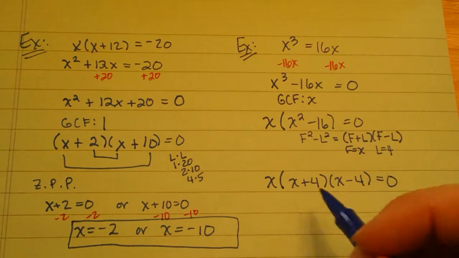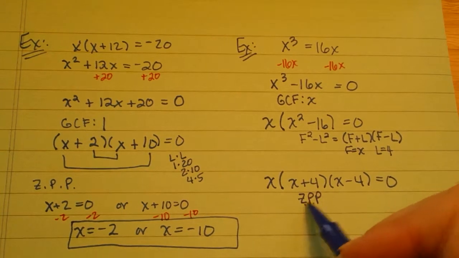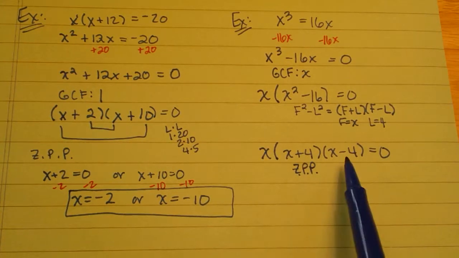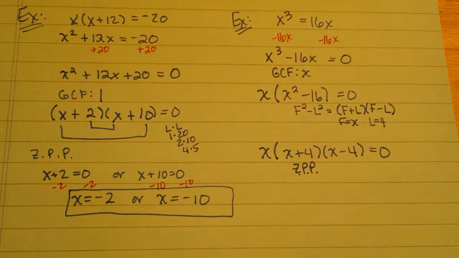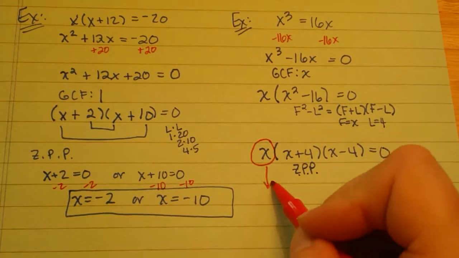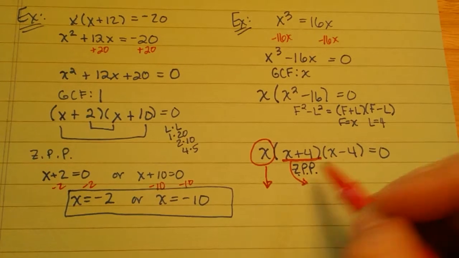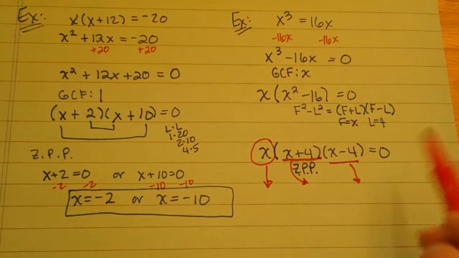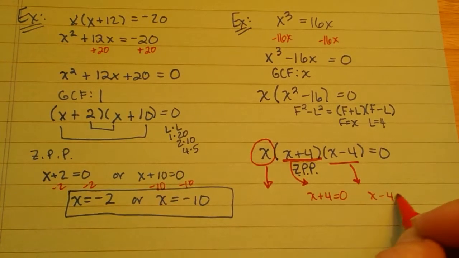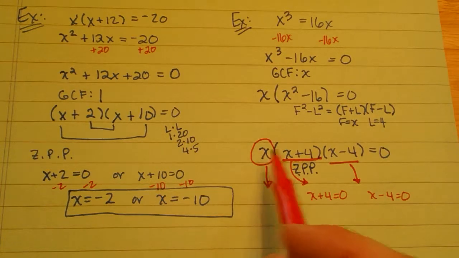And it's time for the ZPP, zero product property. This time I have 3 factors again, x, x plus 4, and x minus 4. You want to be careful because all the ones we've had so far, that greatest common factor has just been a constant term, has not had any variables in it. This time, our greatest common factor does have a variable. So we have 3 parts for the zero product property to set equal to 0. We've always been working with x plus 4 equals 0 and the x minus 4 equals 0, but this time we also have this x out in front.